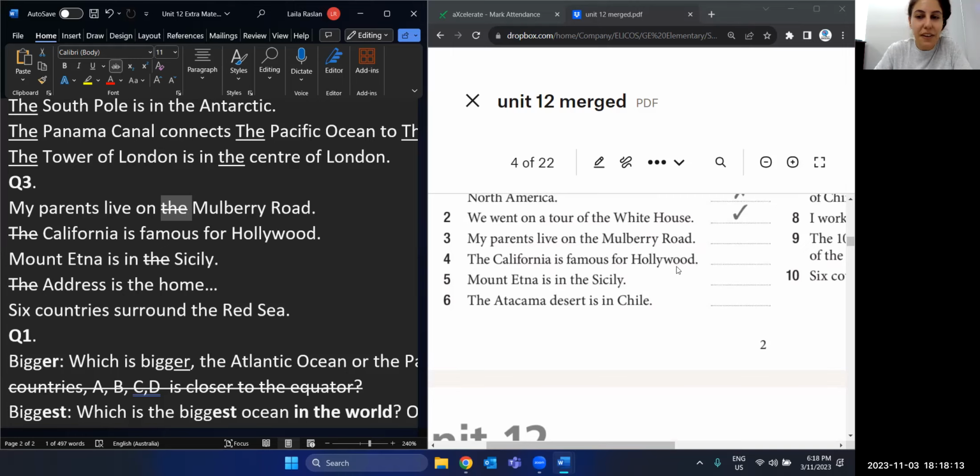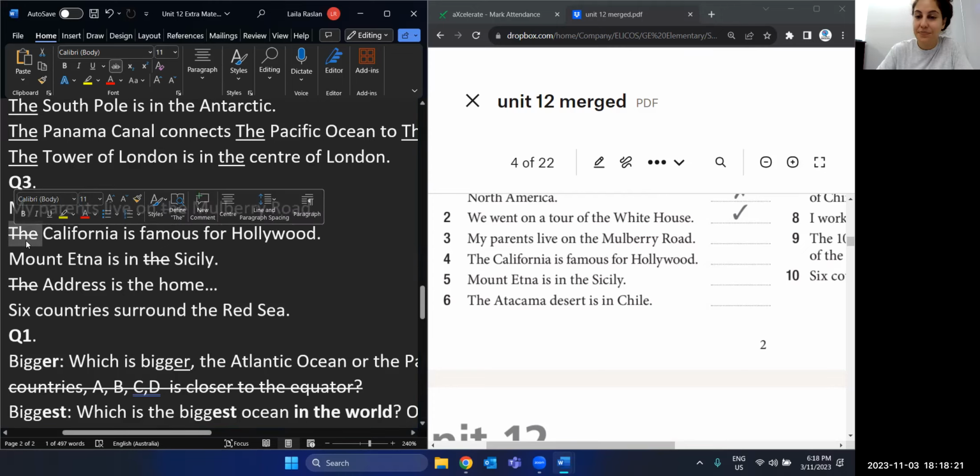The California is famous for Hollywood. What's wrong with that sentence? That's a state. We don't need to put the in front of it, so we can cross that off. Number 5, Mount Etna is in Sicily. It's a place name, we don't need the. You do not put the in front of it.